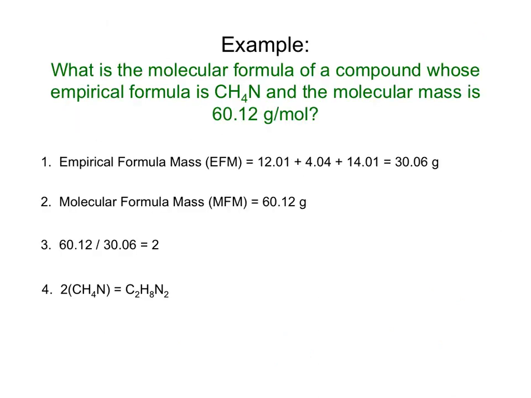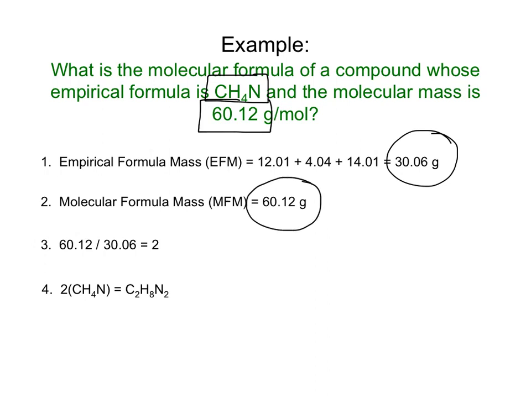So what does this look like? Well, let's take a look at a problem. What is the molecular formula of a compound whose empirical formula is CH4N and has a molecular mass of 60.12 grams per mole? So remember we said we needed 2 things. The first is the empirical formula, and what we'll do with that is get the molar mass, which you can see I've done in step 1. The second thing that you need is the molecular formula mass, which most likely will be given to you, which it is in this problem, 60.12 grams.